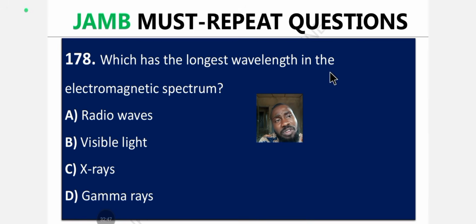Question 178. Which has the longest wavelength in the electromagnetic spectrum? A. Radio wave. B. Visible light. C. X-ray. D. Gamma ray. What's the answer? You know the answer, right? Drop the answer in the comment section.